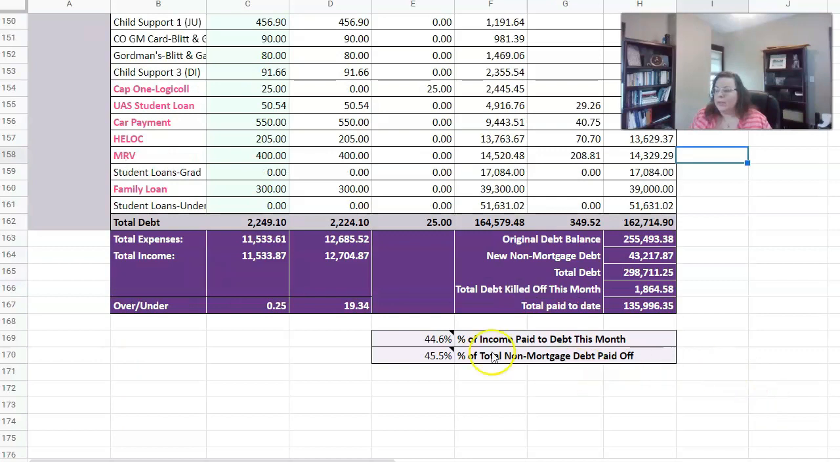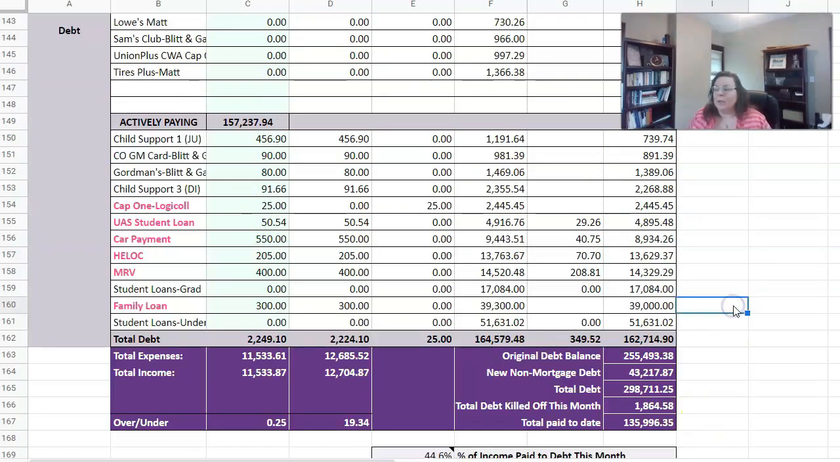Now, another thing that I do is I keep track of the percent of total non-mortgage debt that we paid off. How much did we pay off this month, and what is the total? So we paid 44.6% of our income toward debt this month, and that is focused solely on our salaries, okay? Just our salaries. And then 45.5% is the progress that we've made towards our total debt. So slowly but surely, we're making it to the halfway point here. It doesn't help that we had to add $14,000 of debt here. That is our month of May in a big old nutshell.